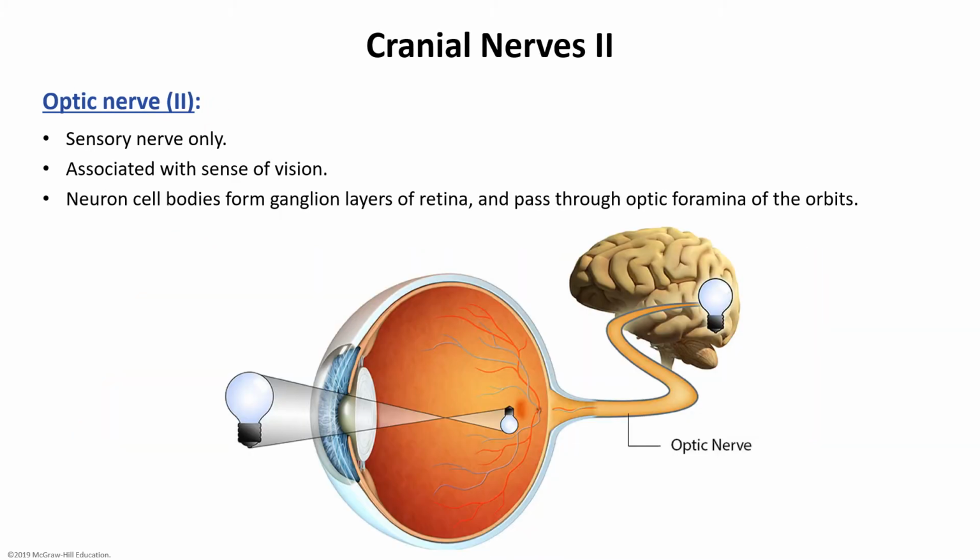But to test it, you're occluding each nostril and putting a familiar smell underneath it, and having them again breathe normally. Cranial nerve 2 is a sensory-only nerve as well. This is again about vision. It's called the optic nerve.